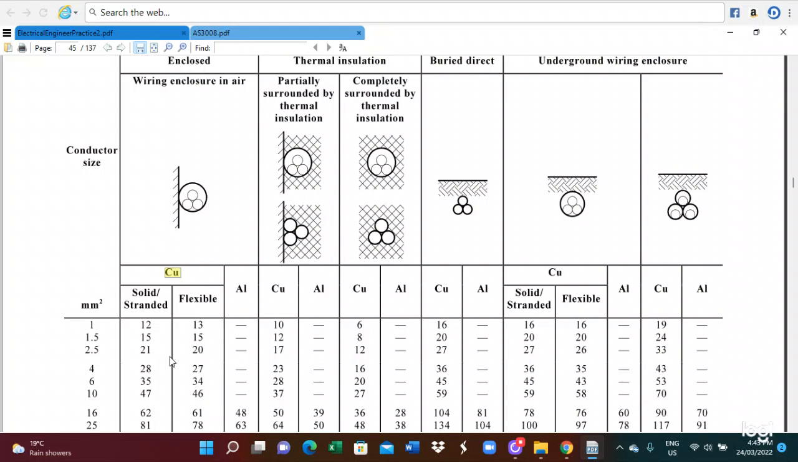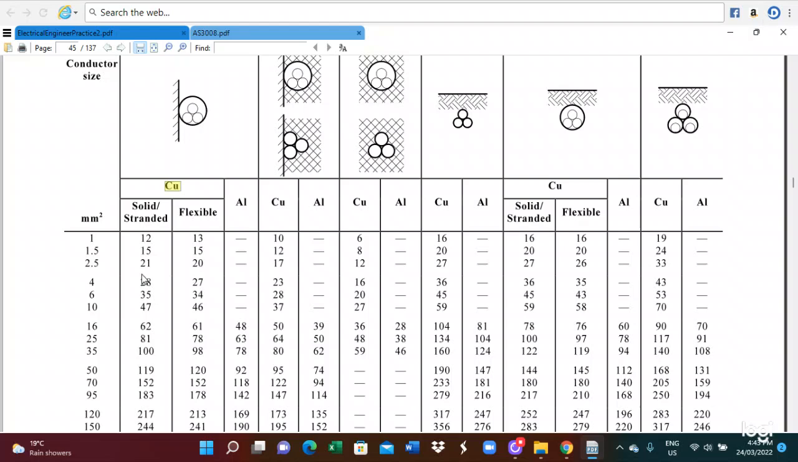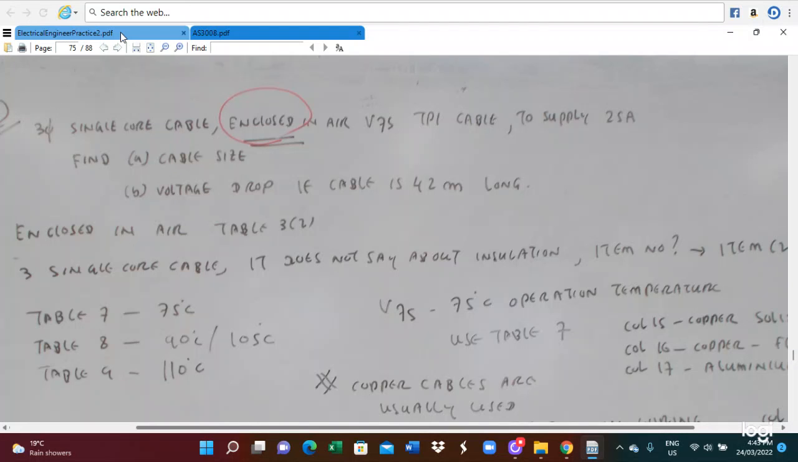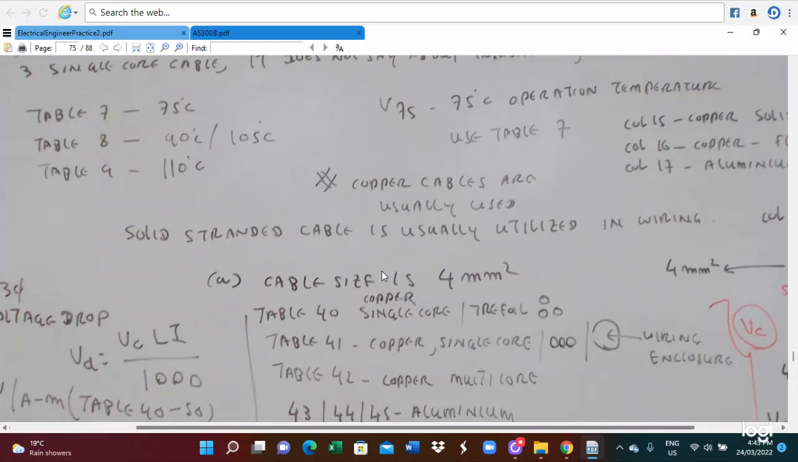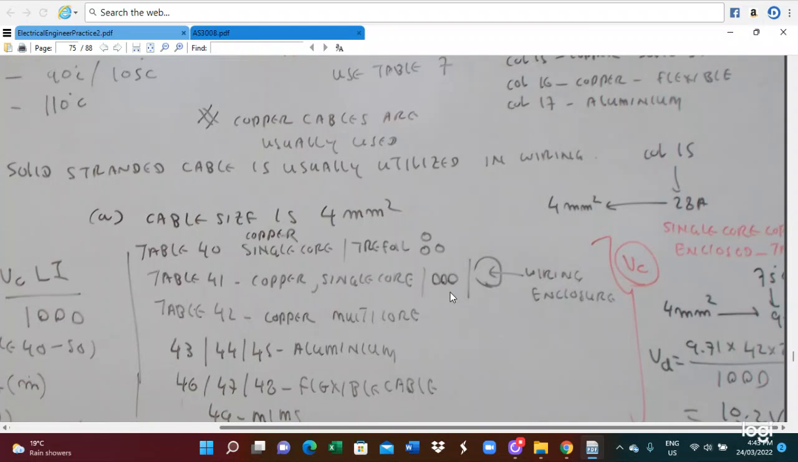So you can look here: 21 ampere is too small, so 28 ampere is better because solid stranded is given. We utilize 28 ampere. So in this case, the cable size is 4 millimeter square. Therefore, we utilize the cable size 4 millimeter square. This is the way we calculate the cable size.